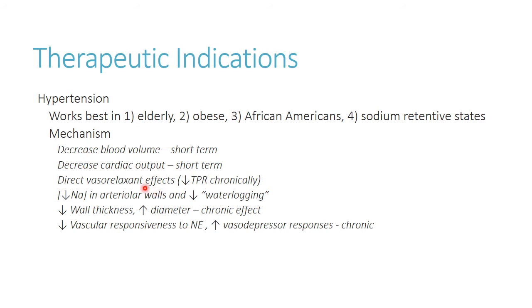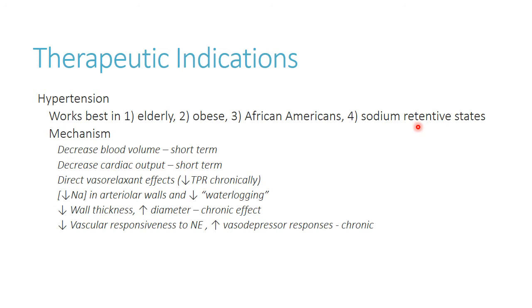Okay, so the reason why we can use thiazides for hypertension is, and again, this is going to work best in elderly patients, obese patients, and typically African Americans. So again, if you look at the guidelines, you'll see, are you dealing with a Caucasian patient or African American? Because the pathogenesis of their hypertension tends to differ a little bit, and so they tend to be more likely sodium retentive patients.